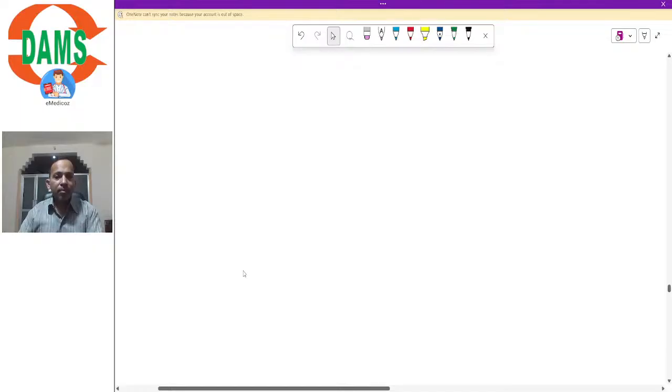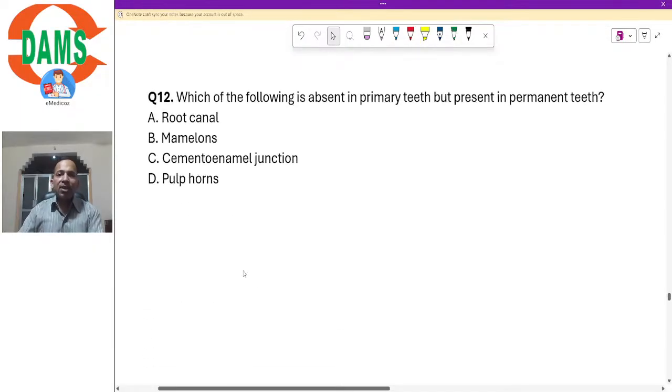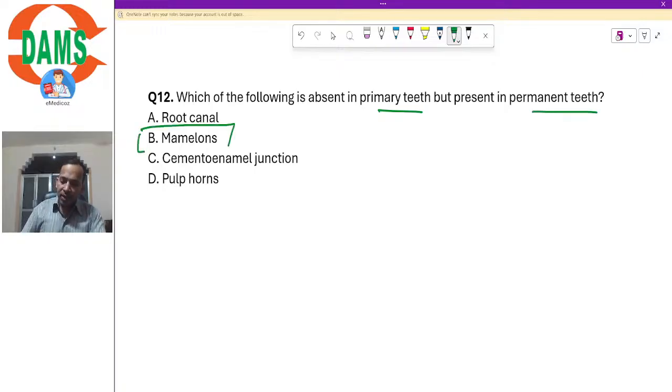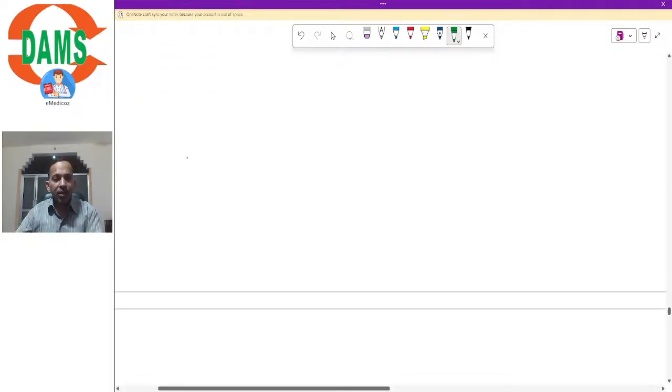Which of the following is absent in primary teeth but present in permanent teeth? So which is absent in primary and present in permanent. So obviously the answer would be mamelons. Mamelons are present in permanent, absent in primary, right?